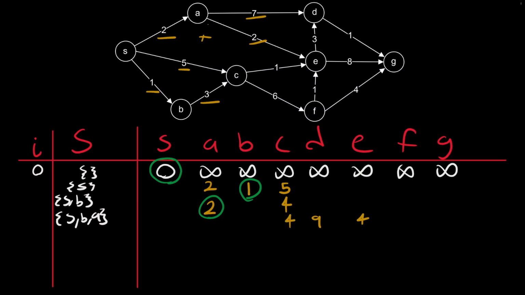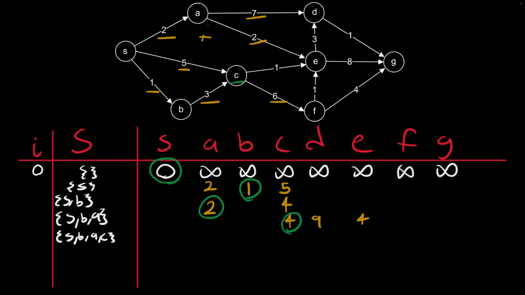Now we look at our set. We can choose either C or E. Let's just choose C, because we saw it first. Now we have S, B, A, and we just locked in C.